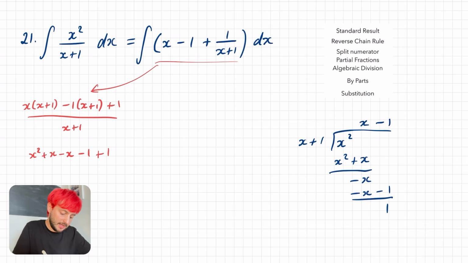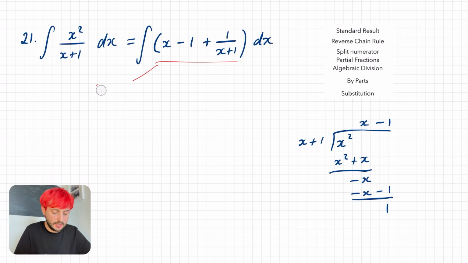So you can see what happens here. The x and the minus x cancel, the minus 1 and the 1 cancel, and you are indeed left with x squared over x plus 1, which is what was happening. So that's why we're allowed to perform that algebraic division that we've got there. People might do that in other ways. This is just the way that my students have learnt.